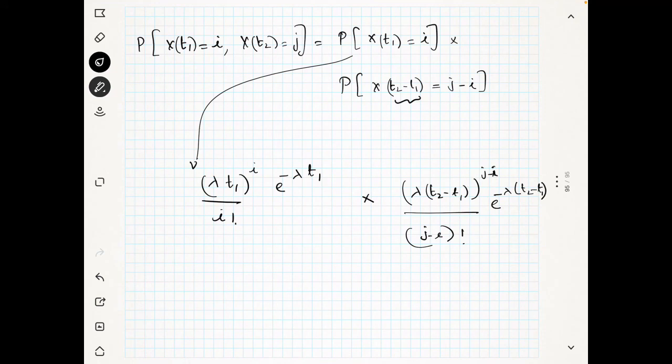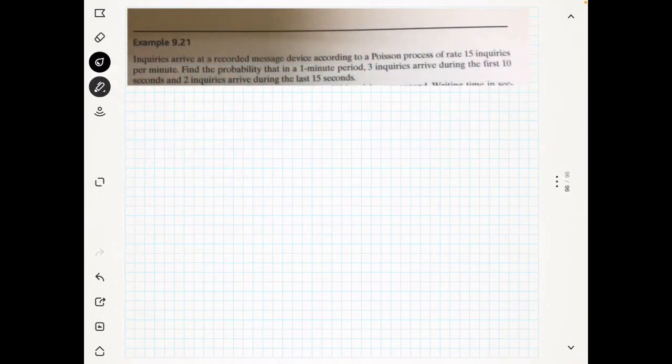So with this notion we will see a problem. This is example 9.21 from the textbook. So this is the problem. You can see here, the inquiries arrive at a recorded message device according to the Poisson process. So there is a recorded message device.